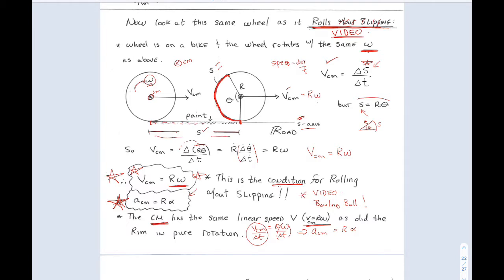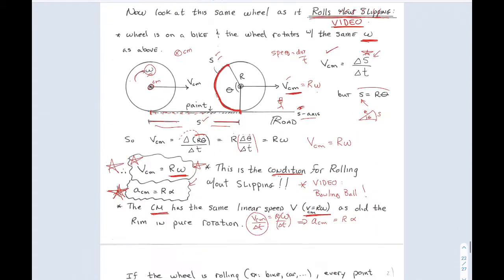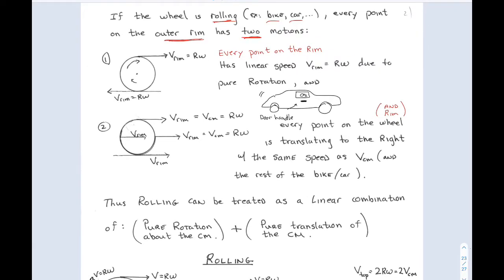So when this thing rolls by, you're standing there watching it, the speed of the center of mass is the exact same speed that the rim had when you were just holding the wheel and rotating it. So what that says is if I have a wheel that's rolling, like a bike wheel or a wheel on a car, every point on the outer rim is doing two things. Every point on the outer rim has two motions associated with it.